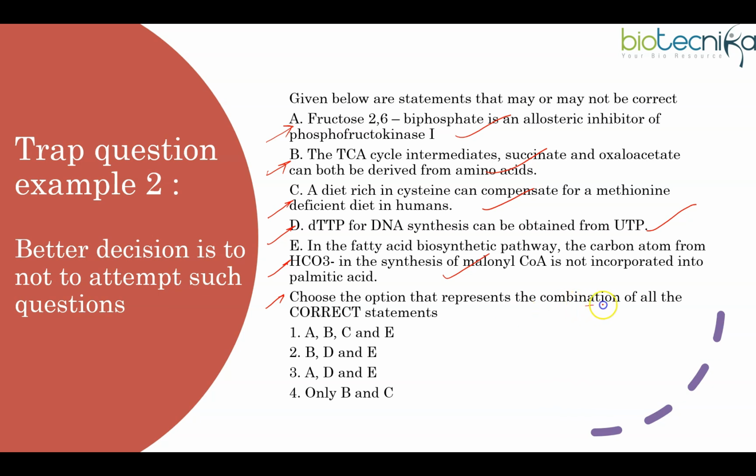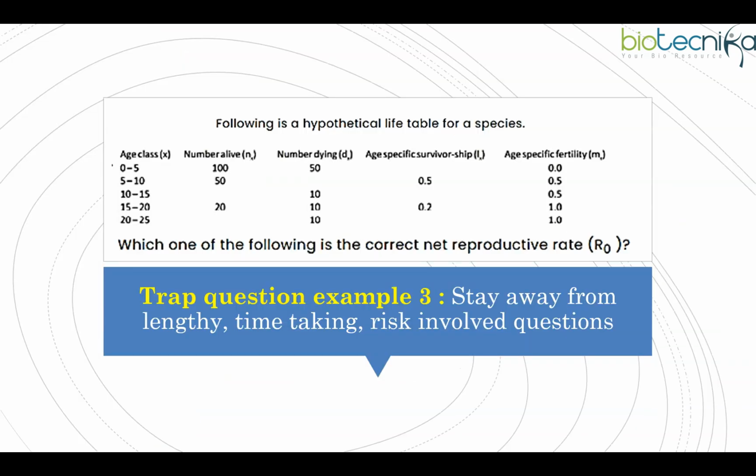Choose the option that represents the combination of all the correct statements. Now, if you look at the options, one has all 4 statements, then 3, and some have only 2. Try to answer questions which have easier combinations of option statements, like they will ask A and C, or B and D, or A and D. Those are easier, but the others have more chances of making mistakes. So better to avoid such questions.